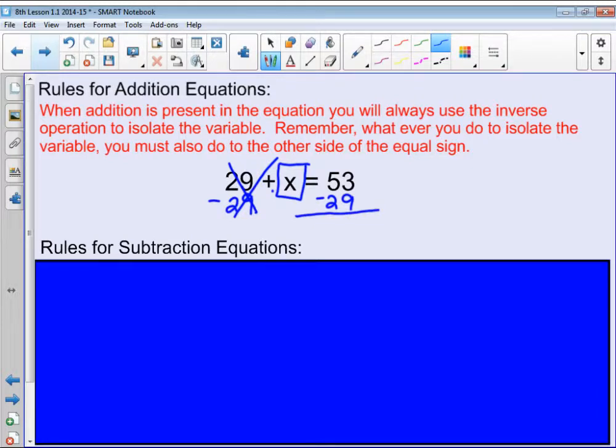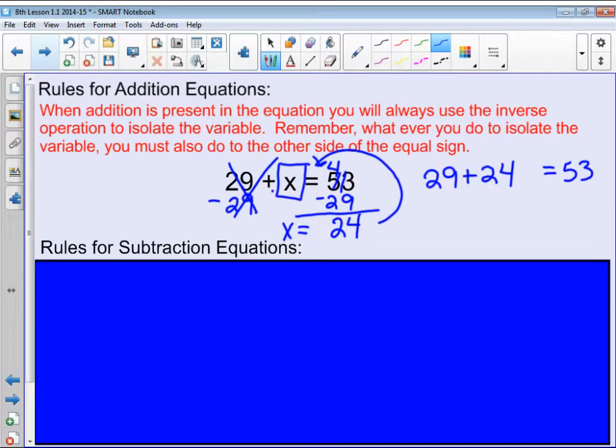Okay, so now when I go through and subtract this, 13 minus 9 gives me 4, and 4 minus 2 gives me 2. I just found out that x equals 24. To check myself, can I substitute this back into the equation? So now I have 29 plus 24. When I add those two together, they should equal 53.